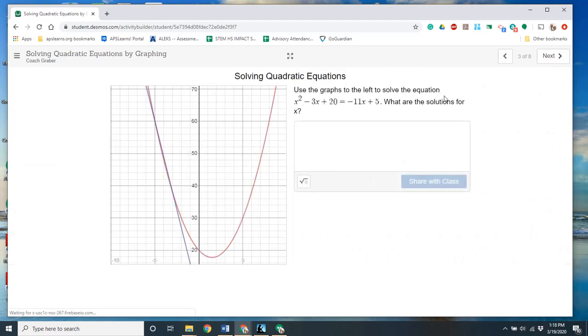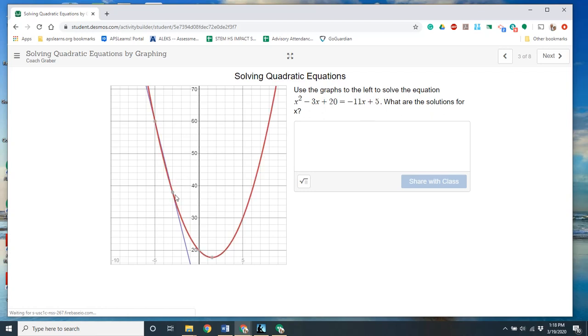Now this one here is a little trickier because it's hard to tell where they cross. So in this case here, there's one equation. These two graphs are the graphs of the left side of the equation and the right side. The red graph, the parabola, is the left side, and the blue line is the right side.